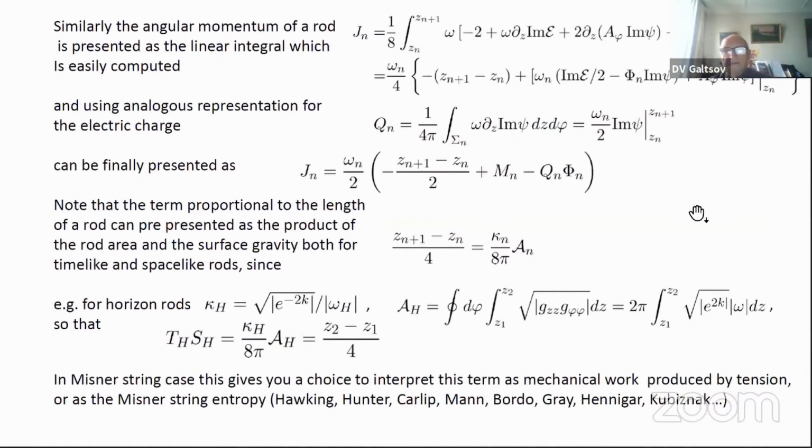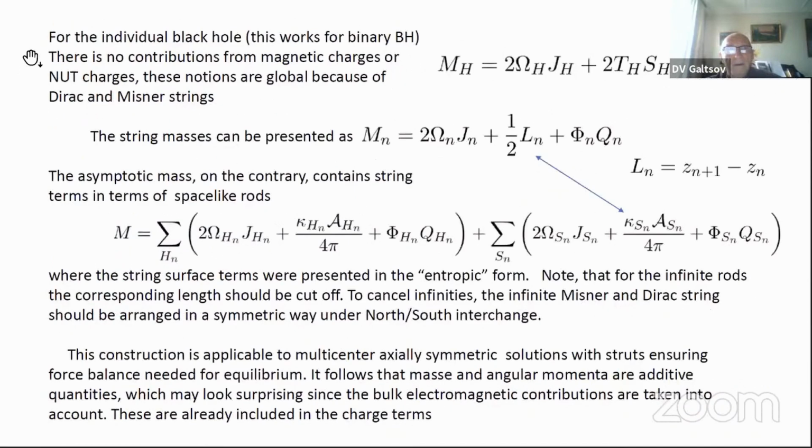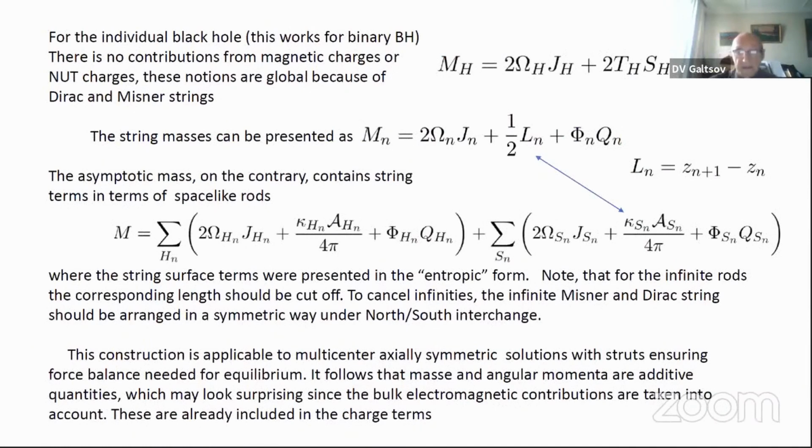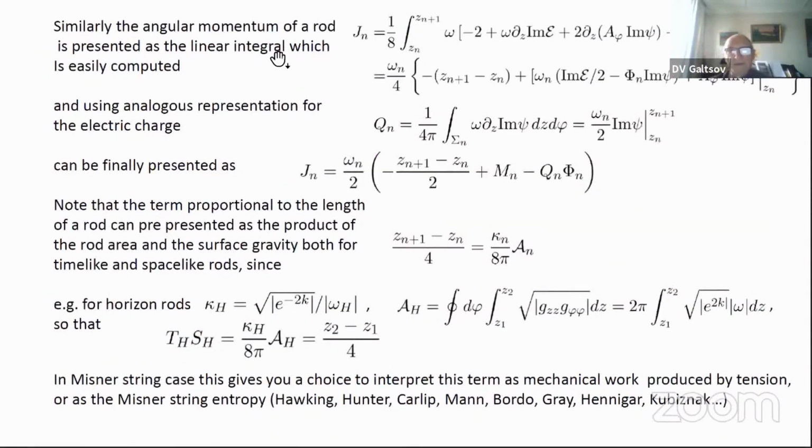You can do this in a similar way with the rotational Killing vector, and you obtain the angular momentum of one chosen defect in terms of an integral over the axis only, in terms of the same quantities, Ernst potentials.